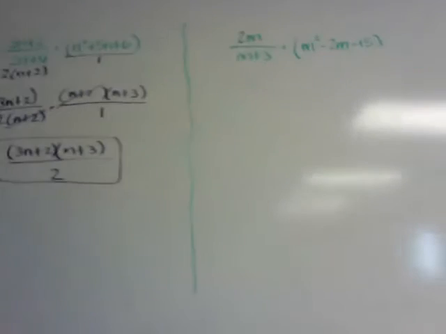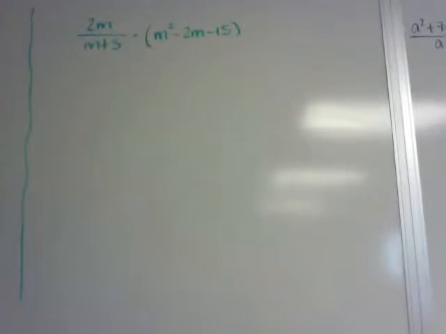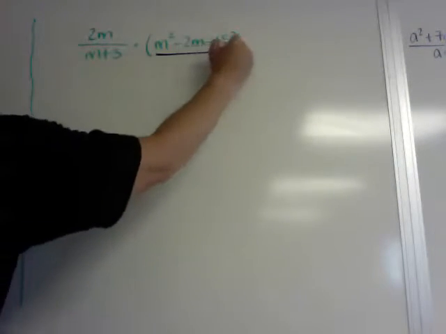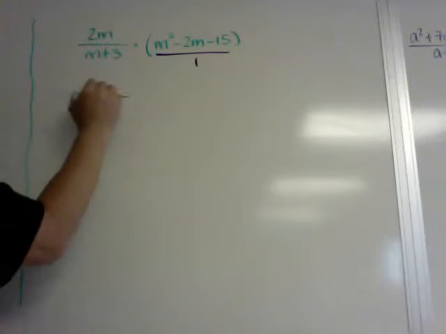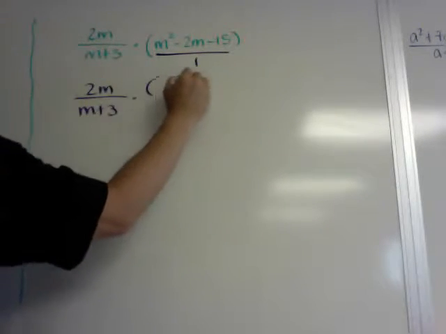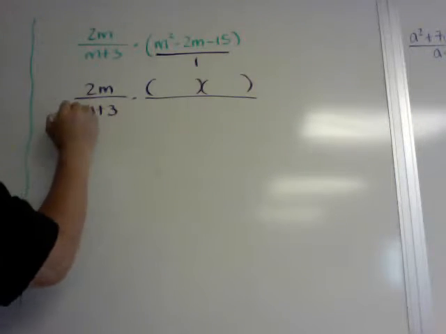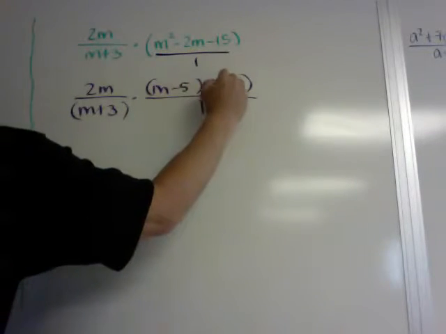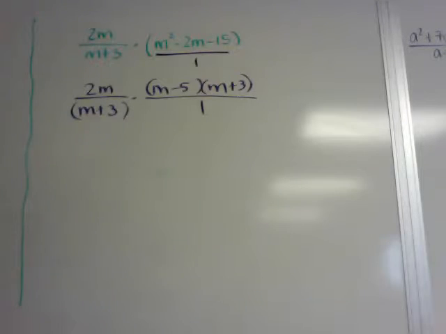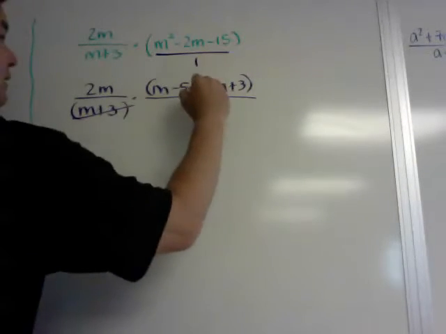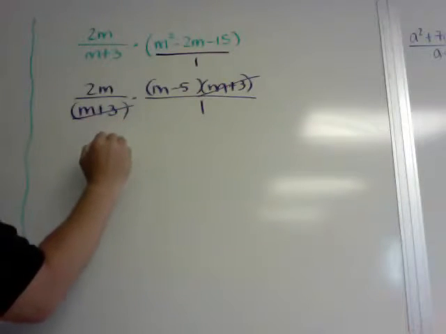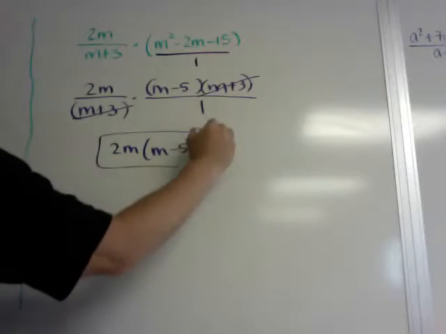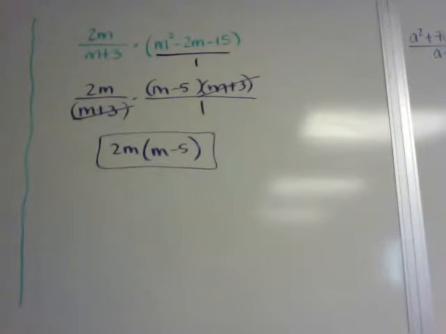Okay, here's one more example of multiplying, then I'll go to dividing. So there's nothing I can pull out of these. Again, I'm going to put this over 1. So if I have 2m over m plus 3 times, and I'm going to factor this down, and I leave this in parentheses, it's going to be m minus 5, m plus 3. And these two cancel out. And so when I look at the top, I'm just left with 2m, m minus 5, over 1, which means I can drop the over 1, and there's your answer.